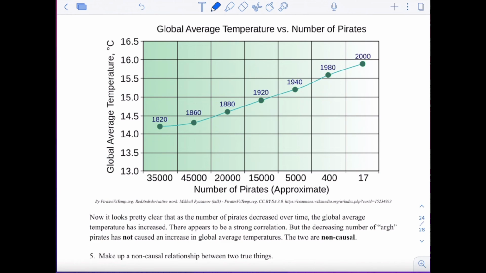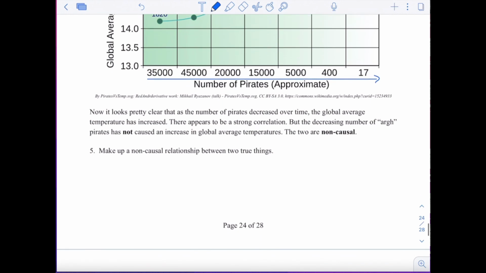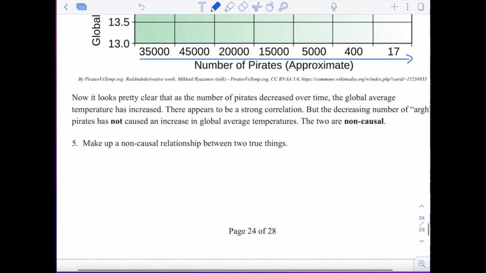It doesn't mean that the number of pirates, as they decrease, and notice that this is a decreasing scale, that the world is getting hotter. We know the world is getting hotter for other reasons, okay? So what I'd like you to do now is make up your own non-causal relationship between two true things.